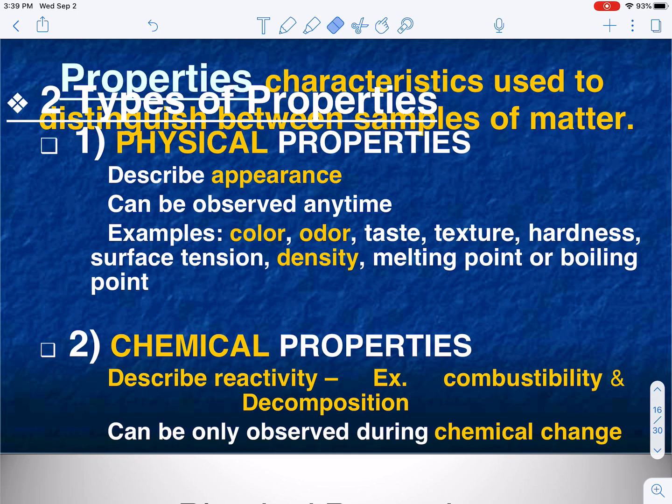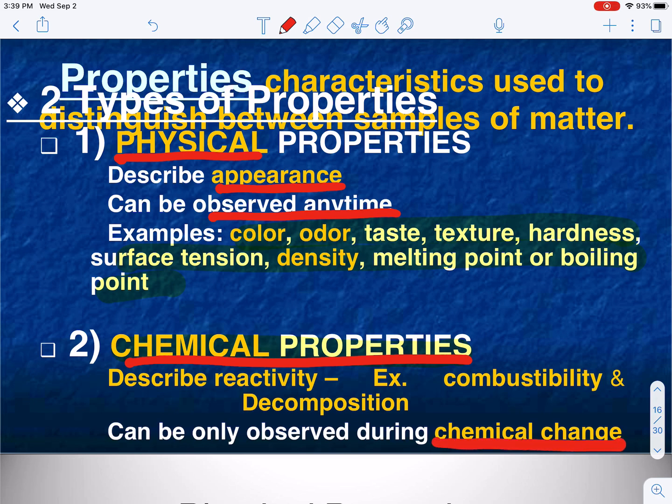So there are two key types of properties that we're distinguishing between. There's physical properties, and they describe the appearance. They can be observed anytime. Some examples of these would be color, odor, taste, texture, hardness, surface tension, density, melting point, boiling point. There's all kinds of physical properties of substances. Compare this to chemical properties. The only time that you can recognize these chemical properties is when they're occurring. So they have to be observed during a chemical change. So examples would be something burning, combusting, something decomposing, like an animal on the side of the road, unfortunately, like a squirrel that got hit by a car.